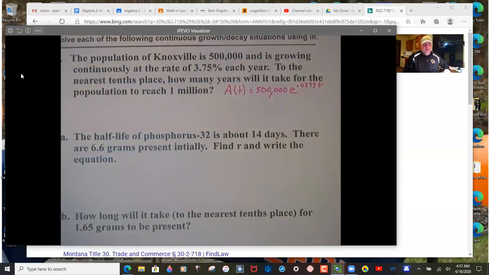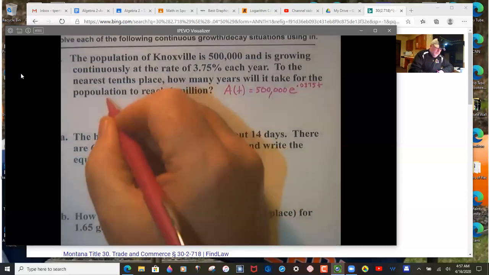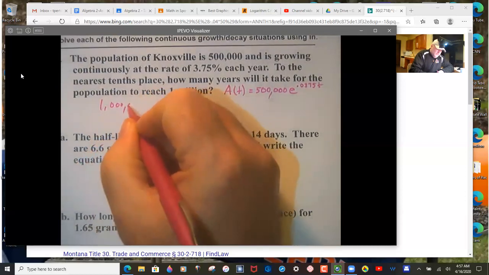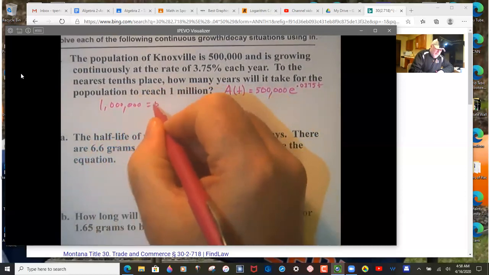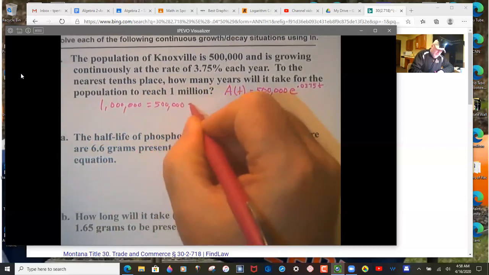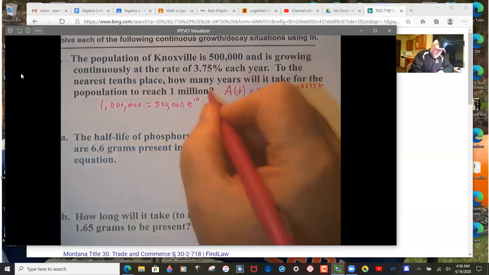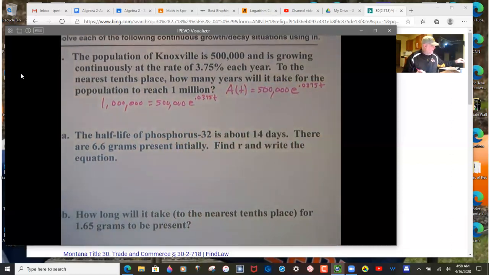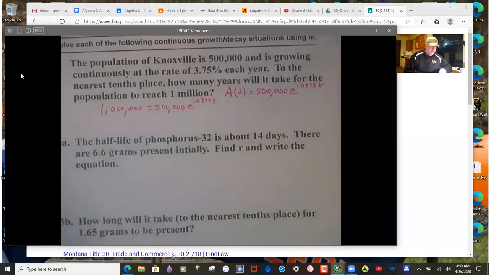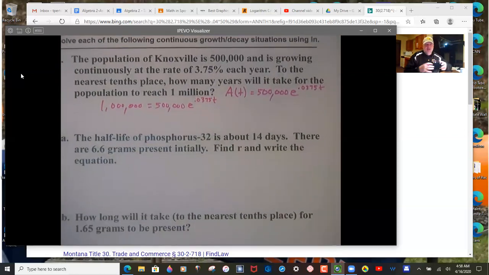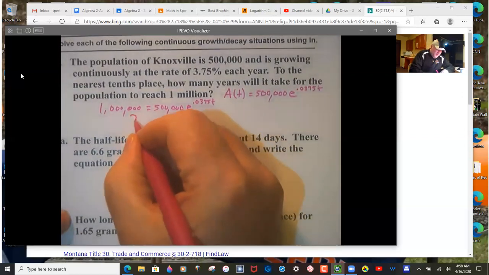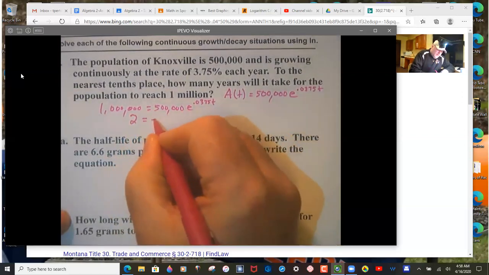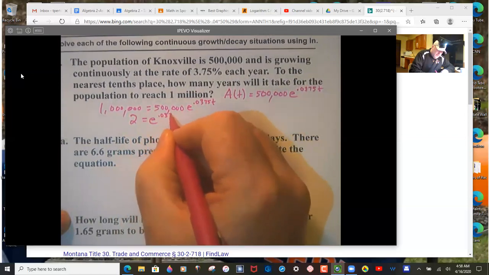It's just one question on this. How long will it take to reach 1 million? So you take 1 million equals 500,000 times e to the 0.0375t. And it's the work that I showed you with the little card. Somewhere, I don't know what I did with it now. All right, so you're going to divide by 500,000. That's going to be 2 equals e to the 0.0375t.